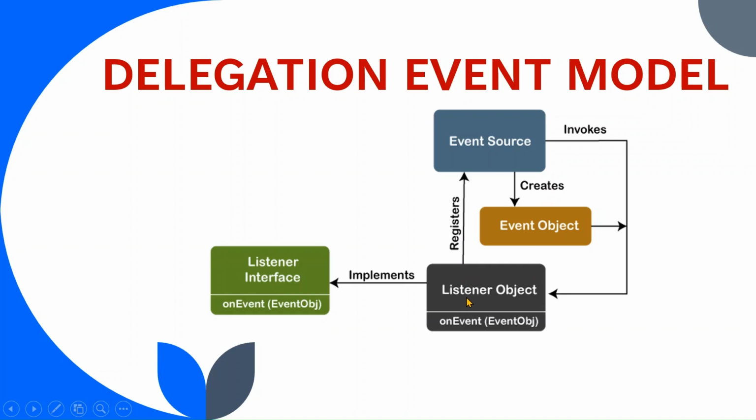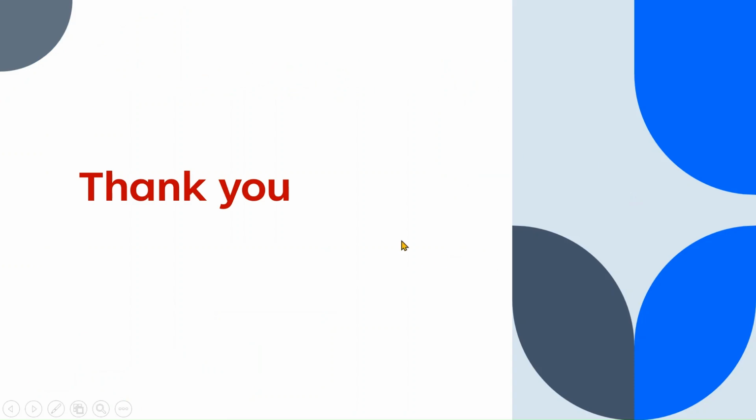So here the key understanding point is you need to register the listener at the event source. Only those listeners get the notification, otherwise the others will not get it. I hope all of you have understood this event handling in Java.